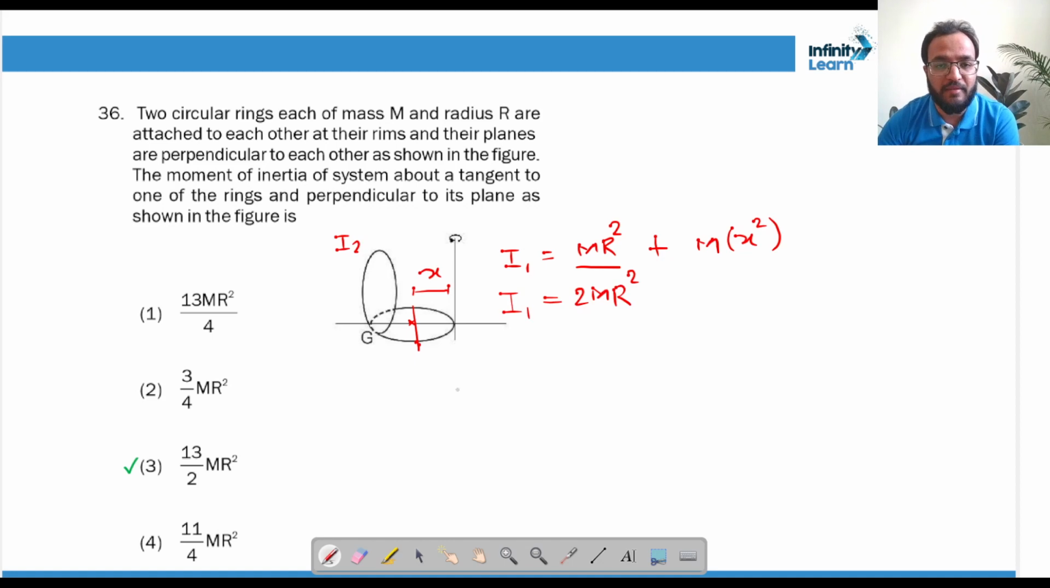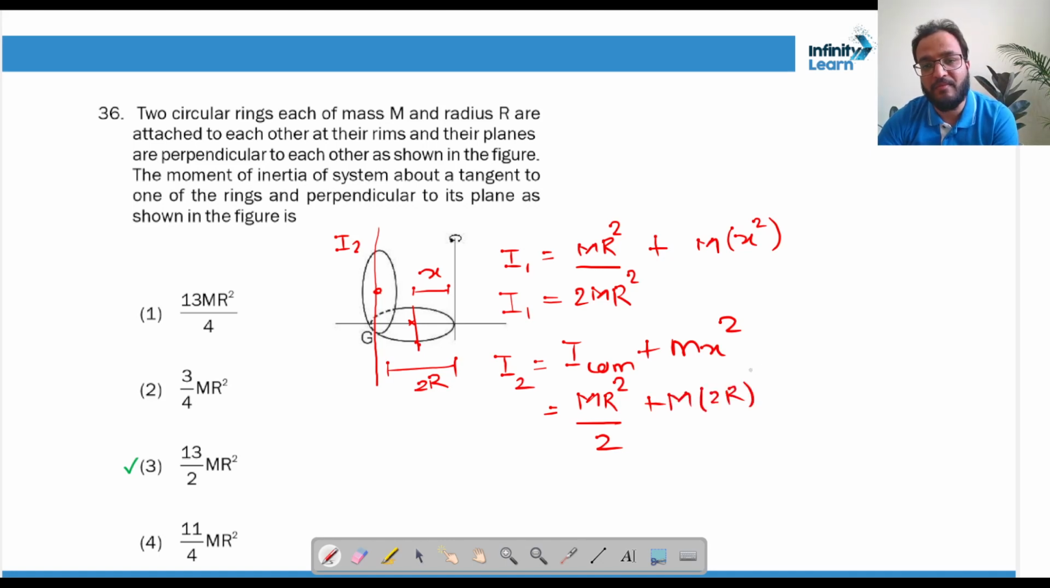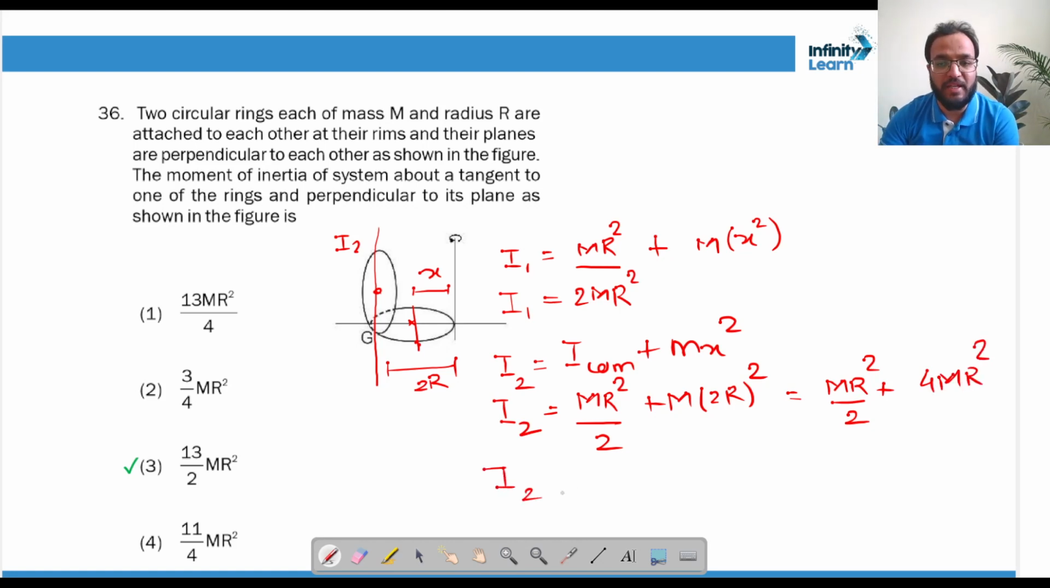Now let's talk about this ring, I2. Again we will apply the parallel axis theorem, but here the central axis will be this. So we will say Icom plus mx square. Now this is the diametrical axis. So diametrical axis is what? mr square by 2 plus, what is this distance? This distance is 2r this time. So it will be mr square by 2 plus 4mr square. So I2 will be 9 by 2 mr square.